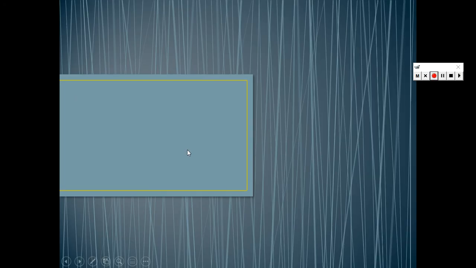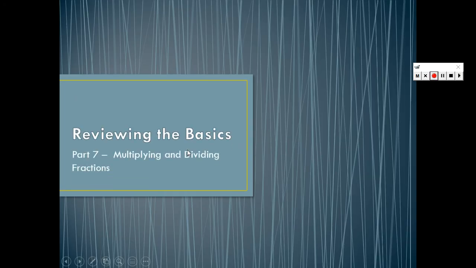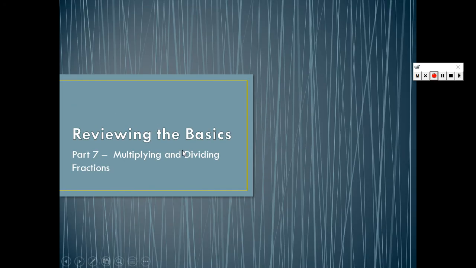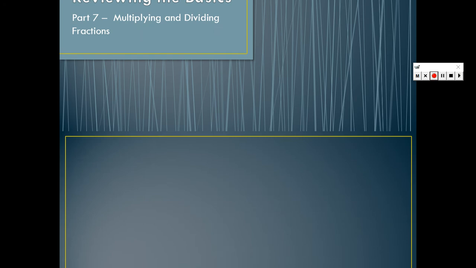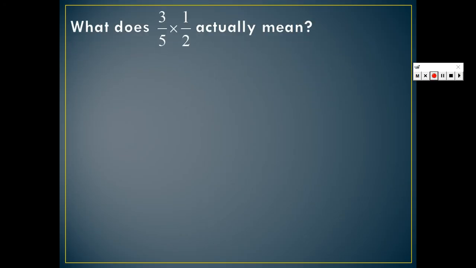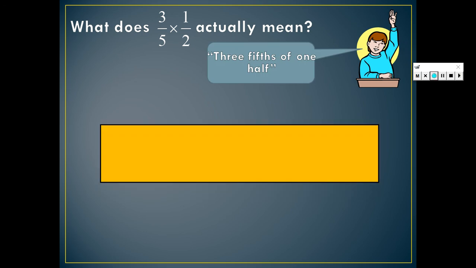And reviewing the basics, part 7. Now, multiplying and dividing fractions. Actually, the easier thing to do. I'm going to explain it, but there's just an easy move with multiplying and dividing. So here it comes. All right, what does 3/5 times 1/2 mean? Well, it means what it says it means. It says 3/5 of 1/2. But that's hard to comprehend.